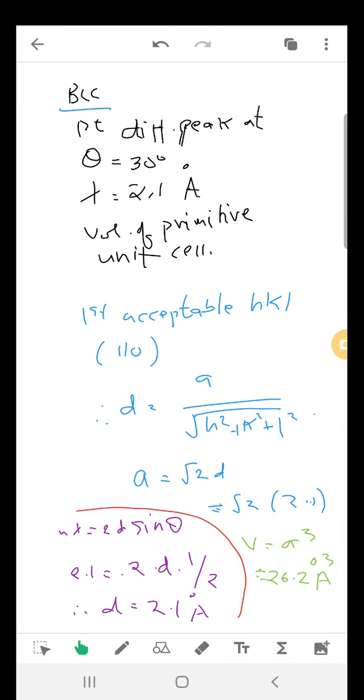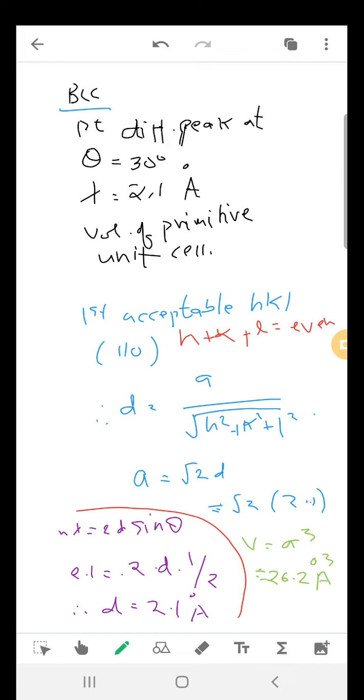In the case of BCC, however, if the diffraction takes place at an angle of 30 degrees, and the wavelength of the X-ray used is 2.1 Armstrong, and you have been told to find out the primitive unit cell volume, then the first acceptable HKL value for a BCC will be 110, because for a BCC, H plus K plus L should be even. It's the only possible way that can happen.